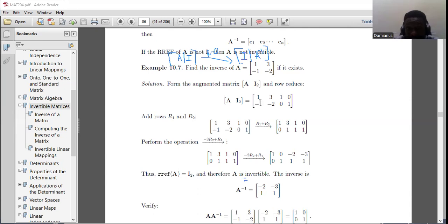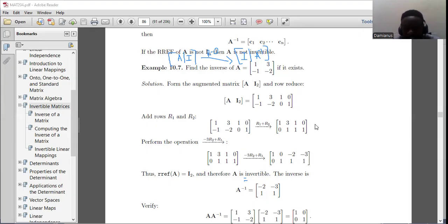So one thing you can see already here: row 2 becomes the sum of row 2 and row 1. If you fix row 1, it's 1, 3, 1, 0. It stays as it is. Then row 2 is row 2 plus row 1. So 1 plus minus 1 is 0. And then 3 plus minus 2 is 1. Then 1 plus 0 is 1. 0 plus 1 is 1. So row 2 becomes this. Row 2 is row 1 plus row 2. Okay?